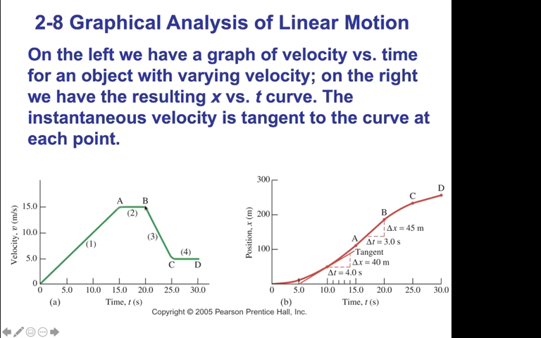From A to B, our velocity is constant, so our slope should be constant. From A to B, we have a straight line, a constant slope. From B to C, we're slowing down, and our slope is dropping from B to C. And then from C to D, we are again going at a constant velocity, and that is a straight line from C to D, representing a constant velocity.